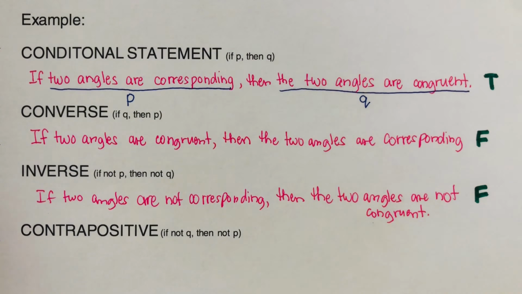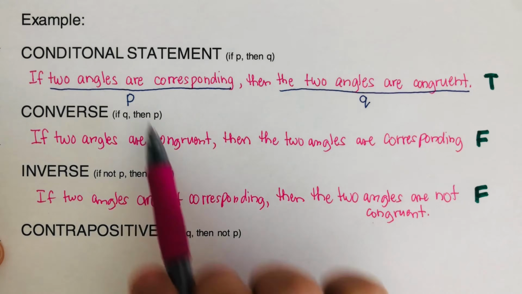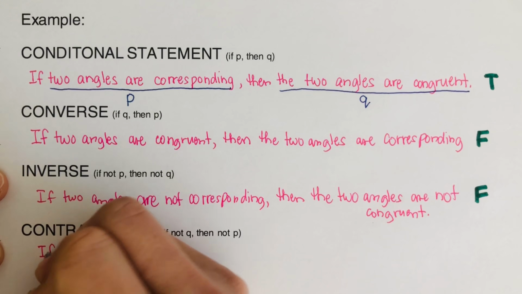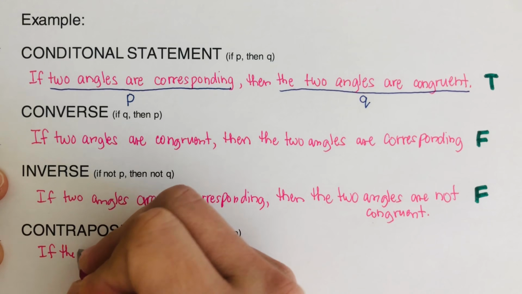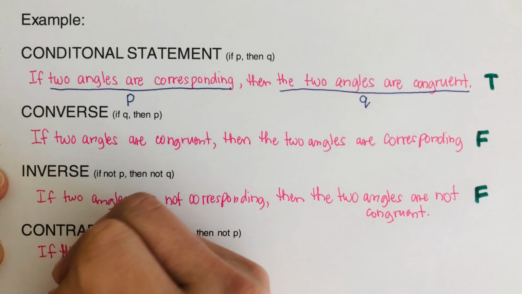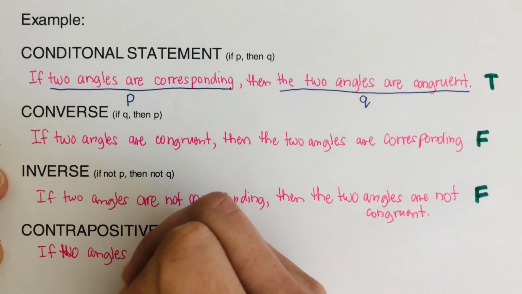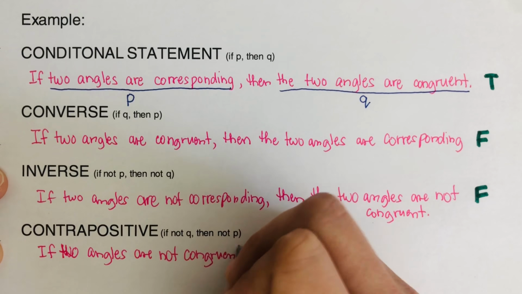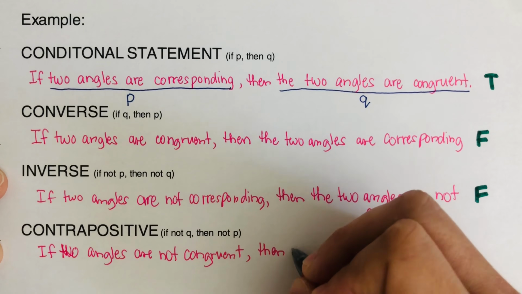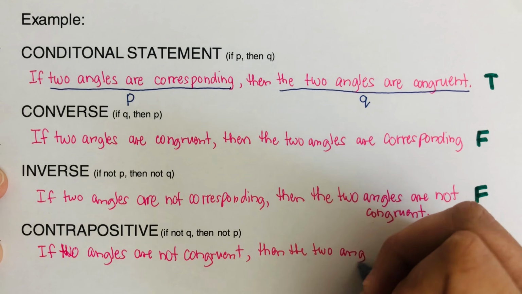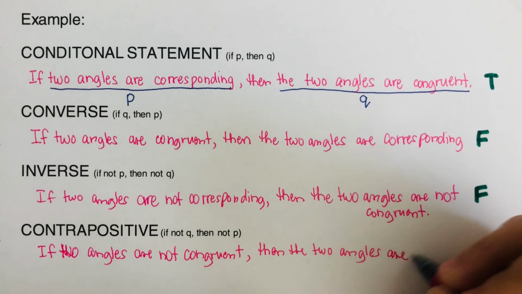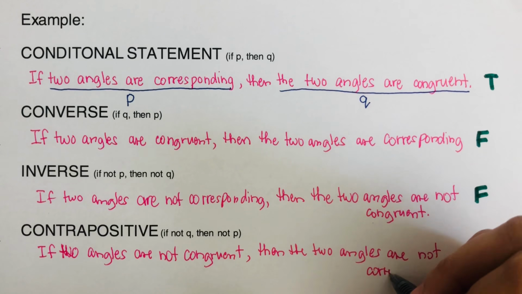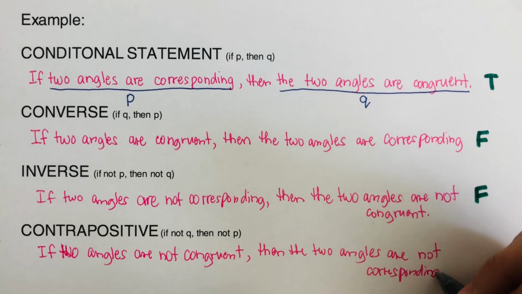Now let's take the contrapositive. Contrapositive is if not Q, so we're going to negate this, then not P. So we're going to negate the Q. So if two angles are not congruent, then the two angles are not corresponding. And this statement is true.